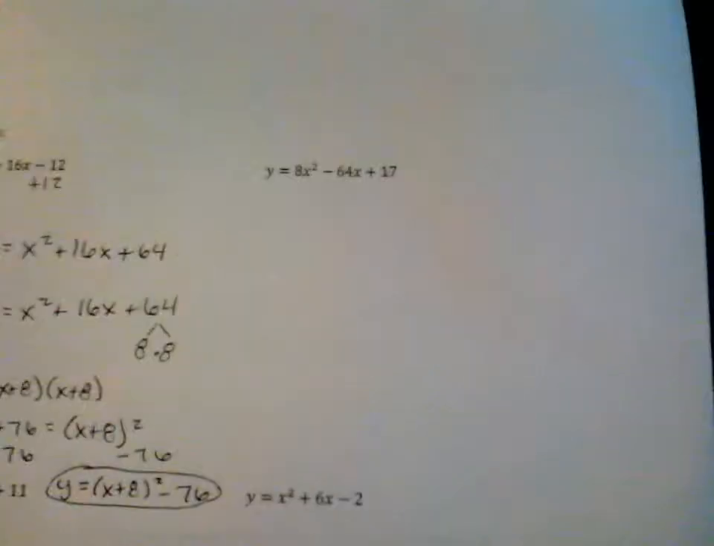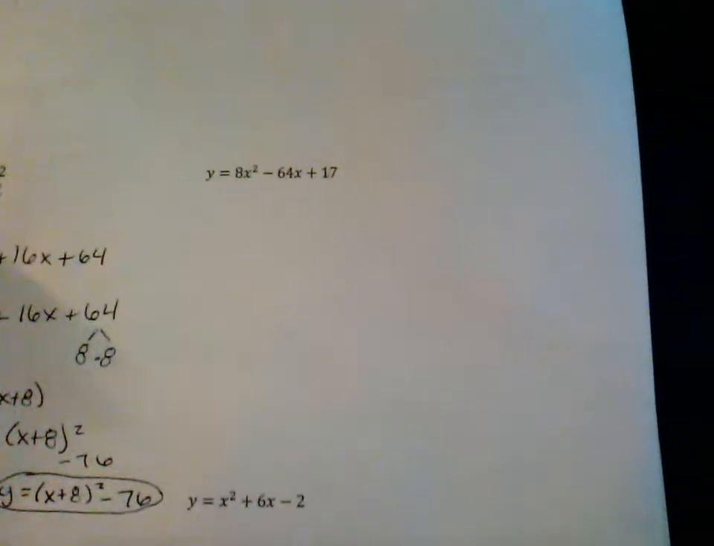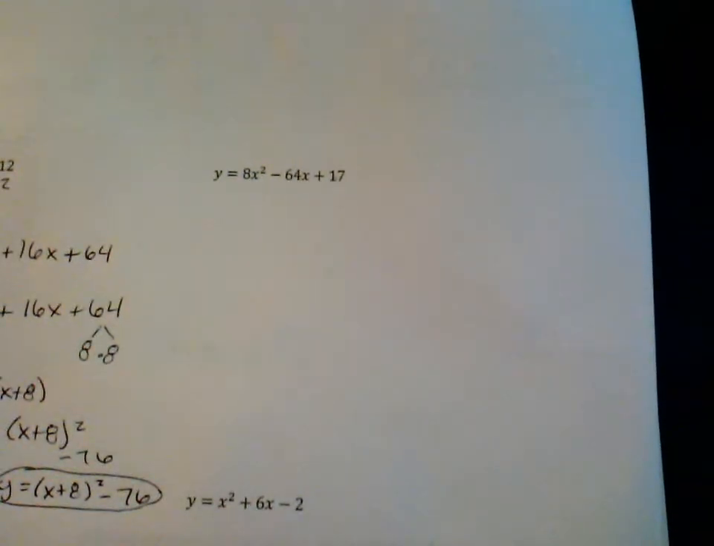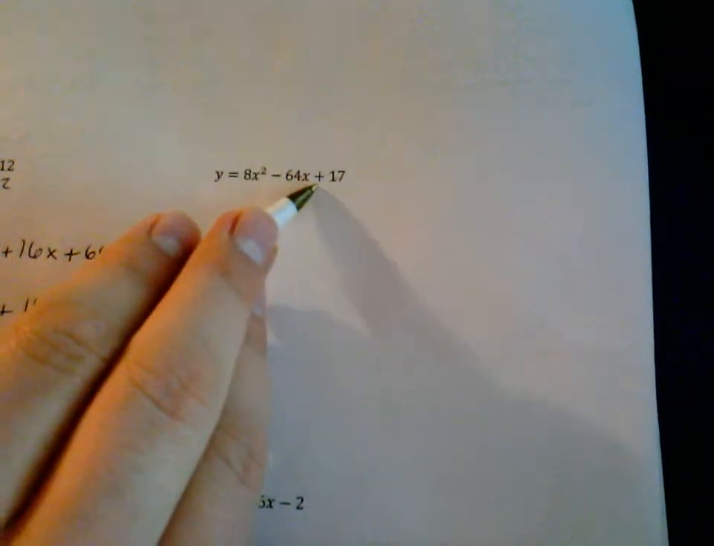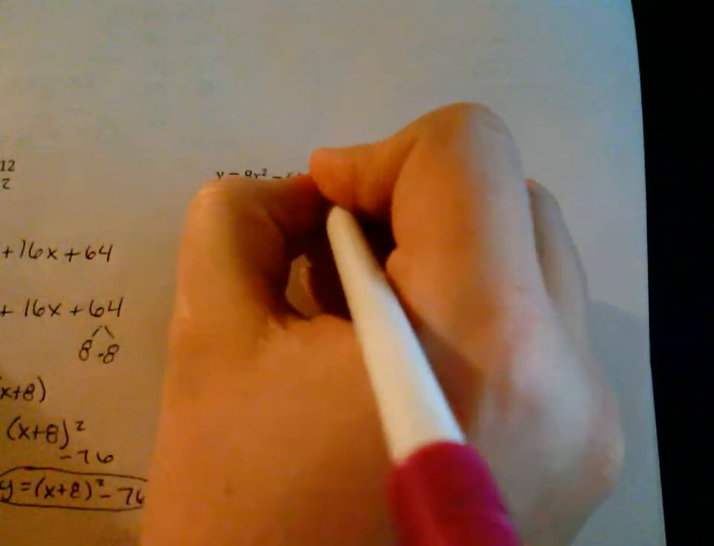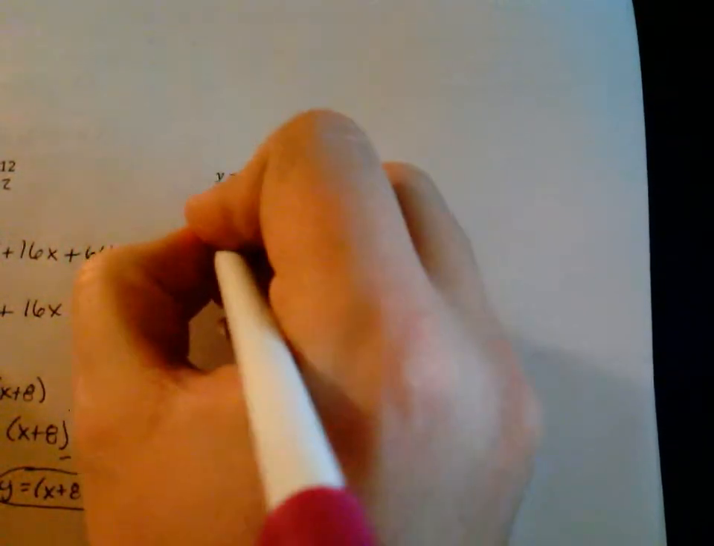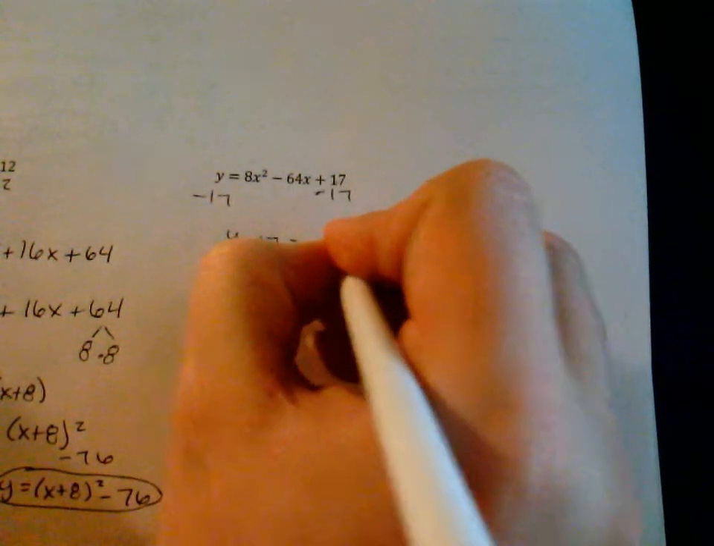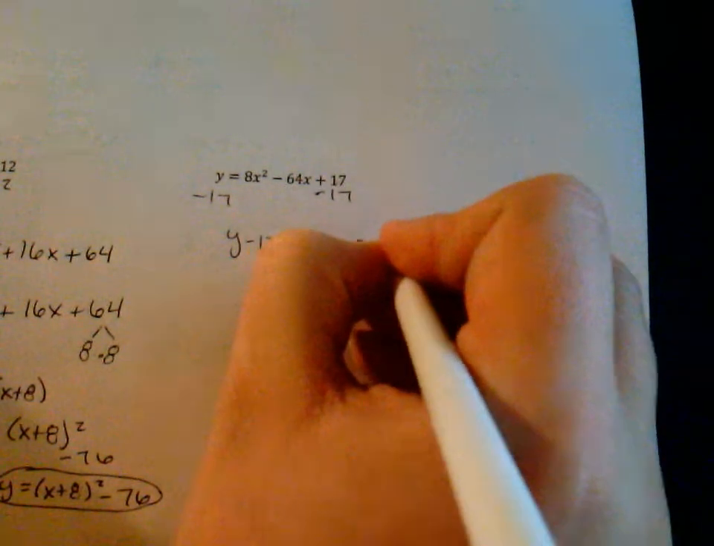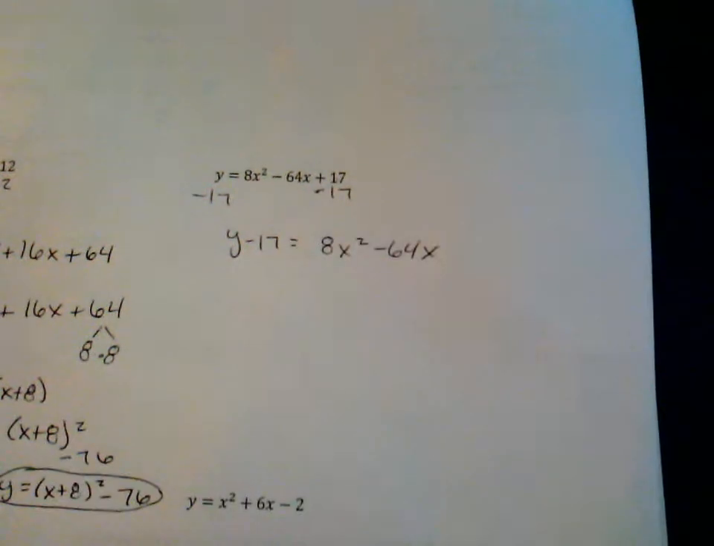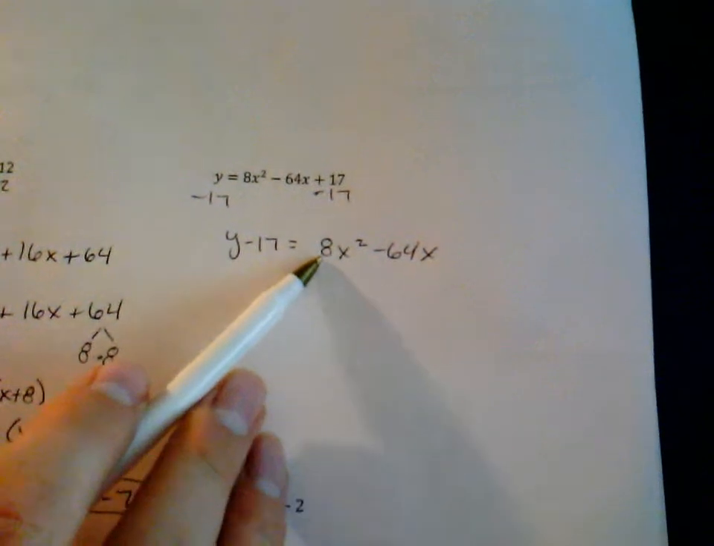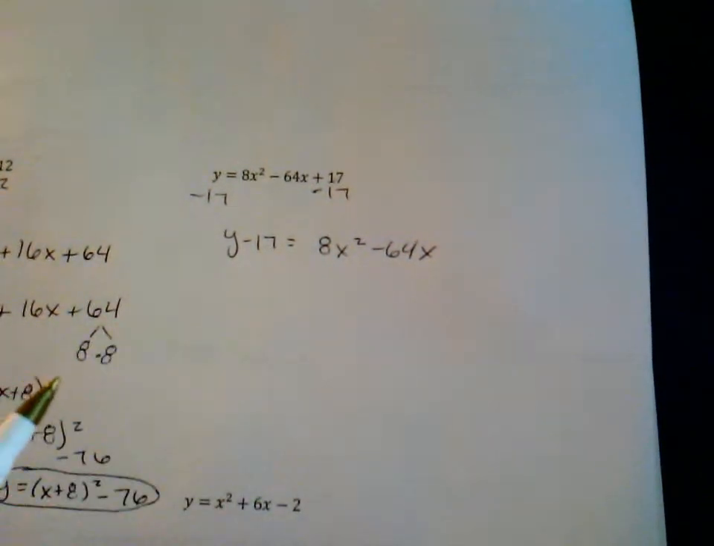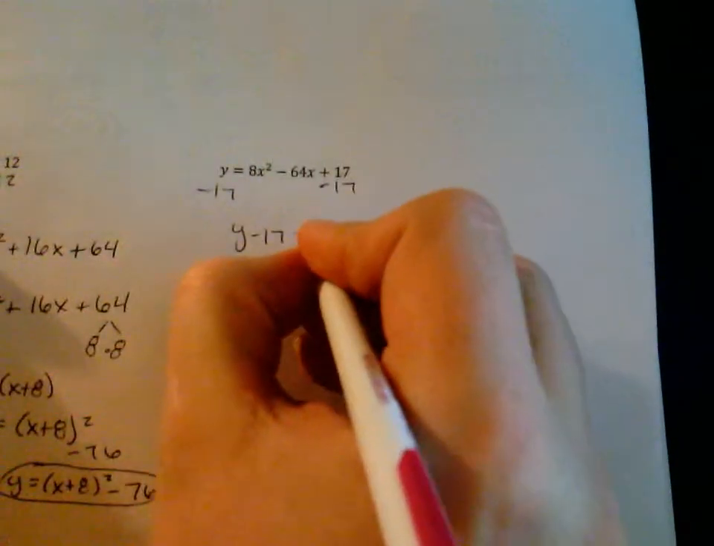Now this next one is a little bit more tricky. It's not too much more tricky, but it's just a little bit more because we add one extra step. So we first still get rid of the 17 in the back. It becomes y minus 17 equals 8x squared minus 64x. What you'll notice is when we get to these quadratic problems, you never want this number in front of the x. It makes things more difficult. So what we're going to do is divide it out.